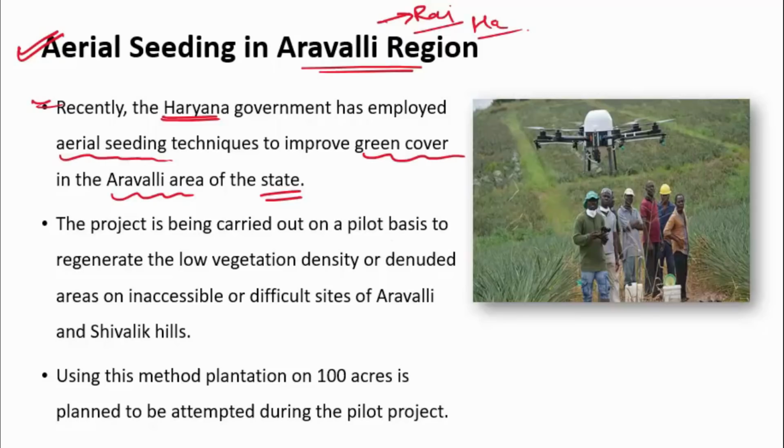So this initiative is by the Haryana government. Do not confuse this with the Rajasthan government, right? This particular project will be on a pilot basis to regenerate low vegetation density and denuded areas on inaccessible or difficult sides of the Aravalli Hills, along with the Shivalik Hills. Under this method of plantation, around 100 acres of land will be covered, right?